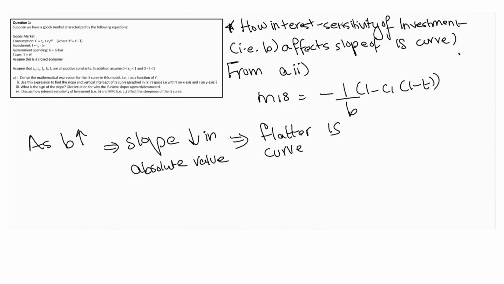Now let's try to understand why when investment is more sensitive to interest rate, we have a flatter IS curve. So let's look at the economic intuition behind this again. We're showing algebraically for the IS curve that because B is in the denominator, as B increases in terms of absolute value magnitude, the slope will go down. So as a result, we'll have a flatter IS curve. But let's look at the economic intuition now. What is the economic intuition behind this?